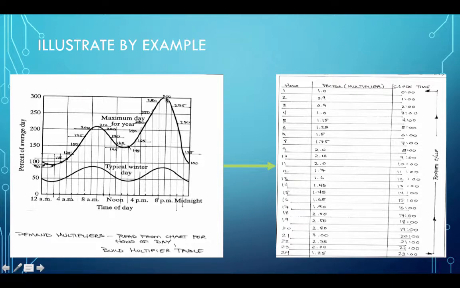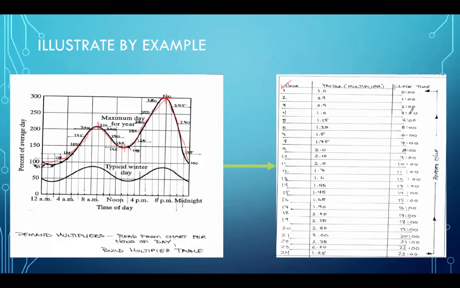It then drops down at noontime. We have a peak right there at 9 in the morning. We have a valley right there a little bit after noon. Then we have the evening peak at about 9 at night, and then it repeats. And so our multiplier curve looks like that. And here it is in tabular form.